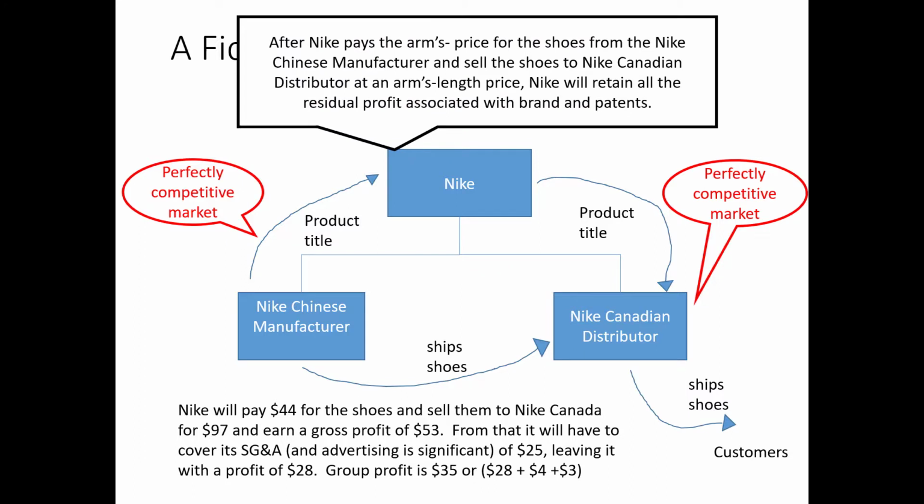So, with that, after Nike pays an arm's length price for the shoes from the Chinese manufacturer and then sells the shoes to the Nike Canadian distributor at an arm's length price, it will retain all of that residual profit that's associated with the brands and the patents. And that's the very important feature of transfer pricing, which is we test the simpler entities, we give them profits that would be appropriate for the businesses that they are conducting, and the residual profitability ends up with the party who owns the intellectual property.